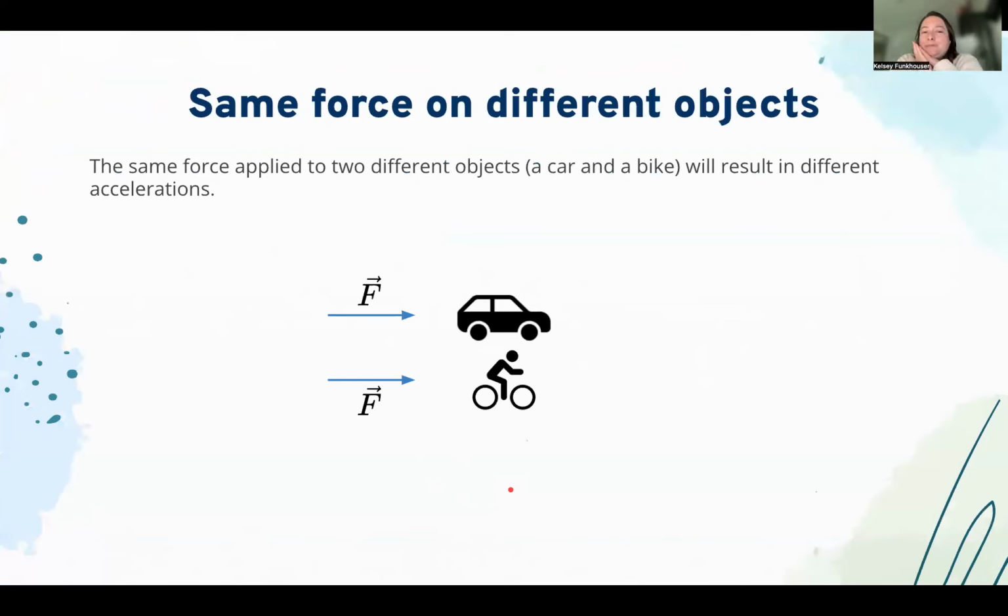So now let's think about applying the same force to objects of different sizes. We have the car and bike again. Let's say you're trying to push a car with a certain force, and then you try to push a bike with the same force. The bike and the car are going to react differently to the force. The car might barely flinch while the bike starts rolling along. These objects are experiencing the same force, but have different accelerations.